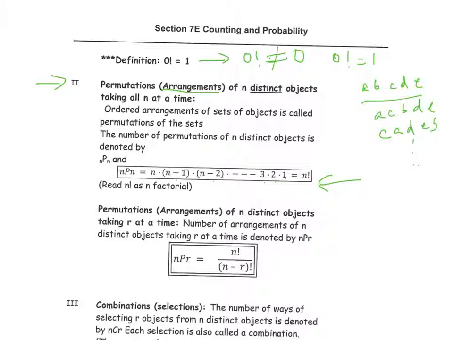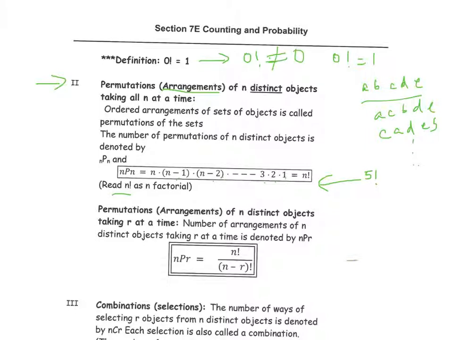So if you have a specific number of distinct objects, let's say 5 distinct objects, and you want to take all of them and arrange them in different ways, then you'll get 5 factorial arrangements. So you're never going to see repetitions, because the number of arrangements of n distinct objects taking all n at a time is given by n factorial.